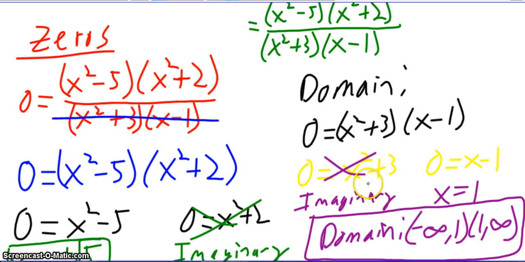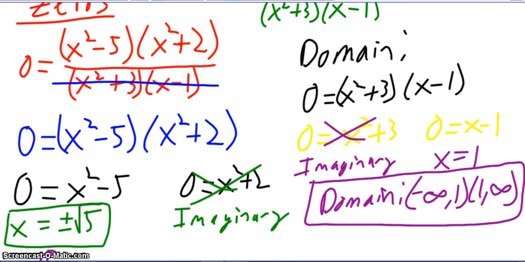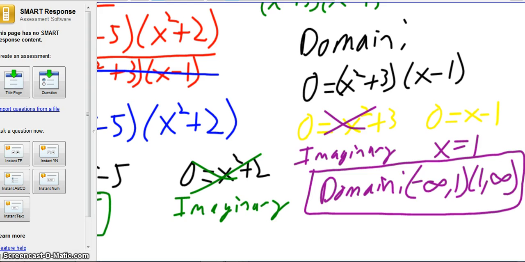0 equals x squared plus 3 is going to give me imaginary or complex solutions. So I really only care about 0 equals x minus 1, which gives me x equals 1. So x equals 1 is where the domain does not exist. Therefore, my domain is going to be all real numbers except 1. Or I can say negative infinity to 1, 1 to infinity.